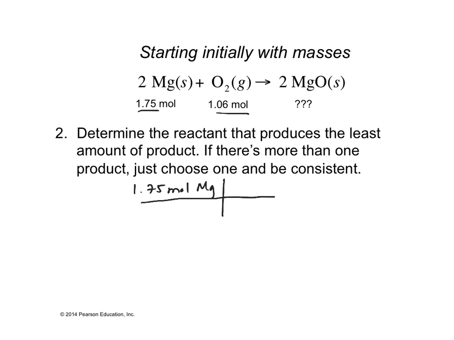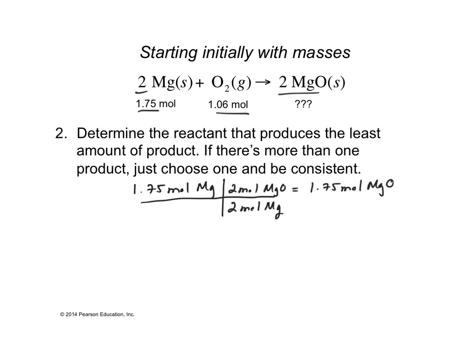What is the numerical relationship between Mg and our product MgO? 2 to 2, or 1 to 1, right? So for every 2 of these, we're going to make 2 of our products. So I'm going to convert my moles of magnesium to moles of MgO using this relationship. 2 moles of magnesium for every 2 moles of MgO. That is going to give me just the same amount, 1.75 moles of MgO that we could produce given that amount of magnesium. Okay, so that's number 1.